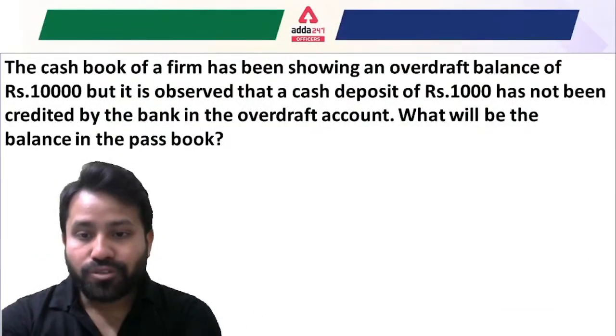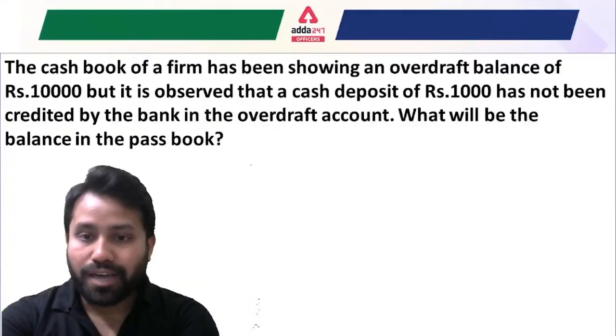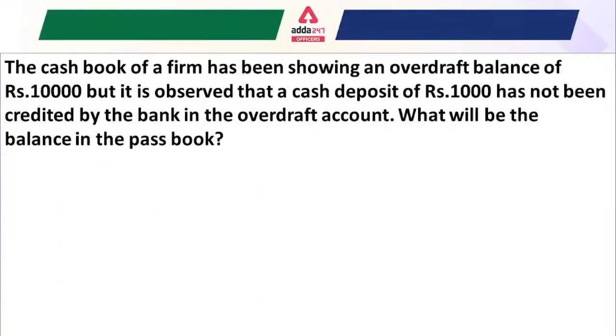So the first question that is given: the cash book of a firm has been showing an overdraft balance of 10,000, but it is observed that a cash deposit of 1,000 has not been credited by the bank in the overdraft account. So what will be the balance in the passbook? You have to tell here what will be the balance in that passbook.